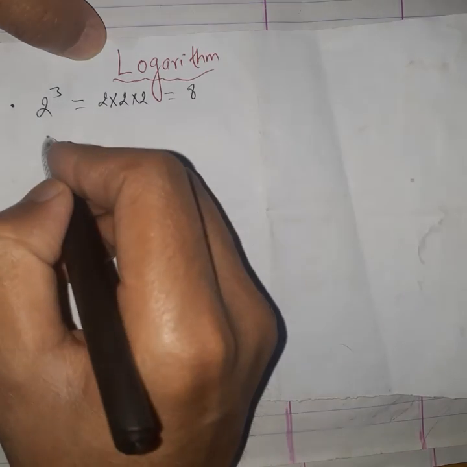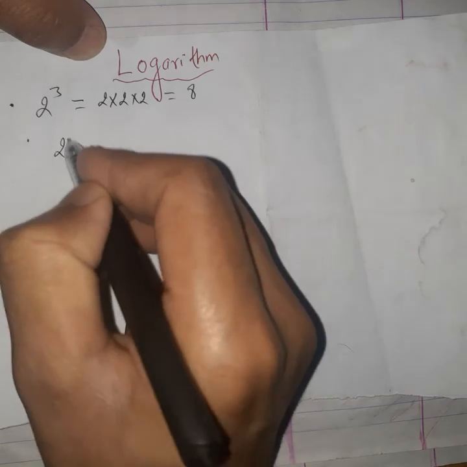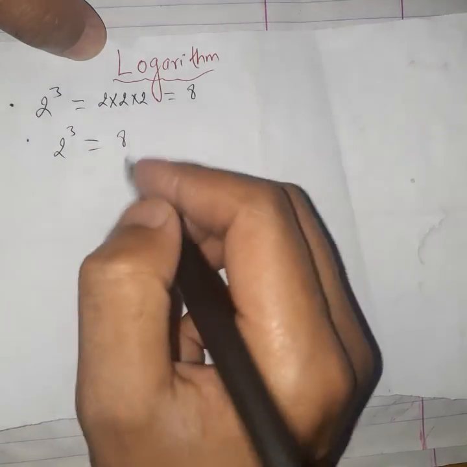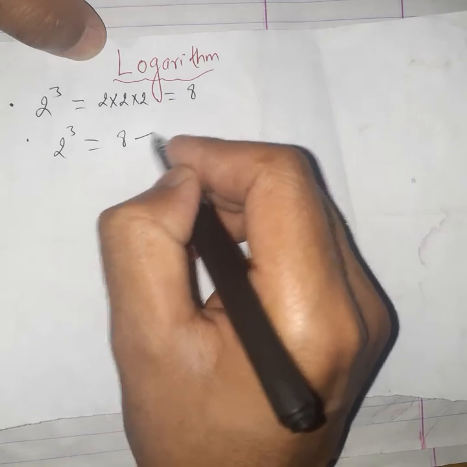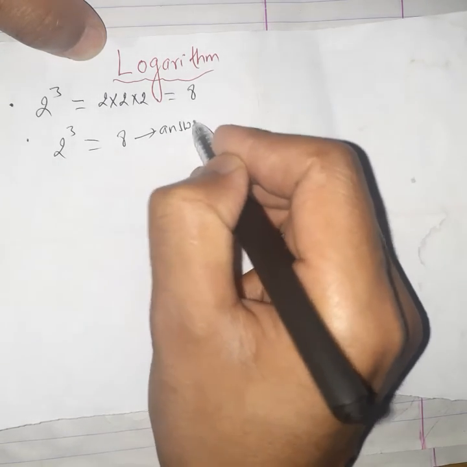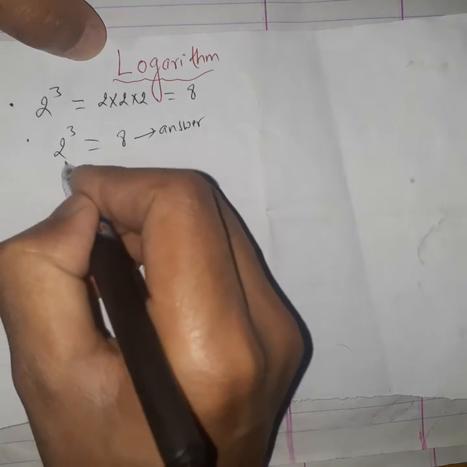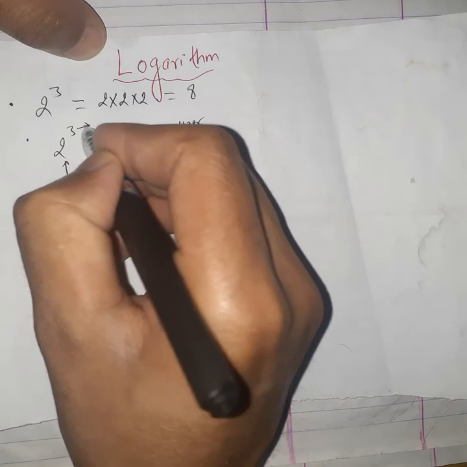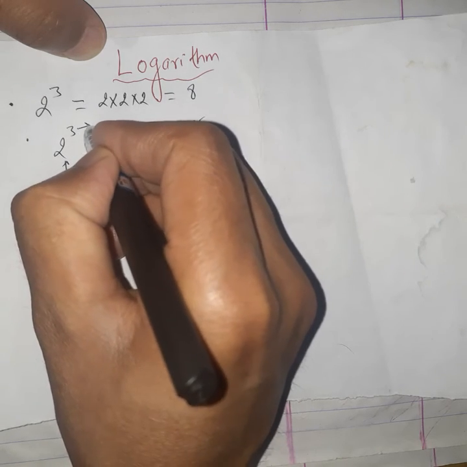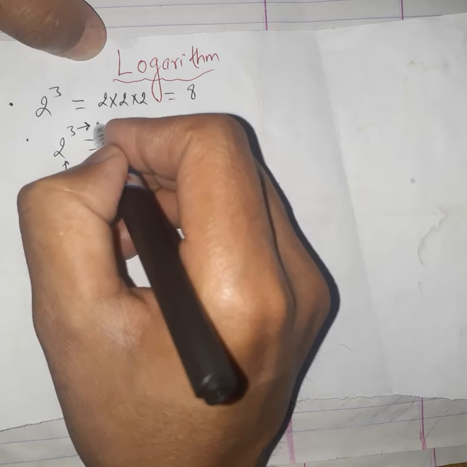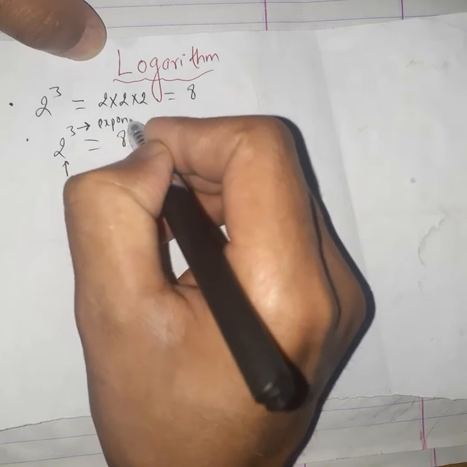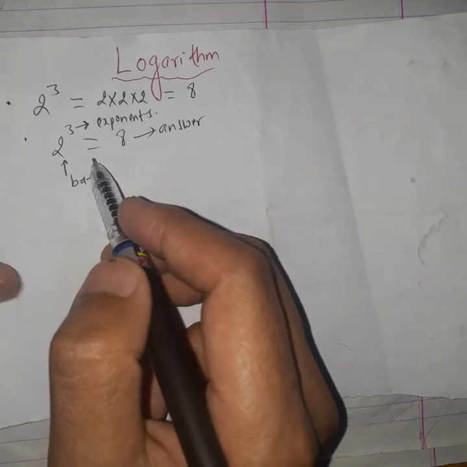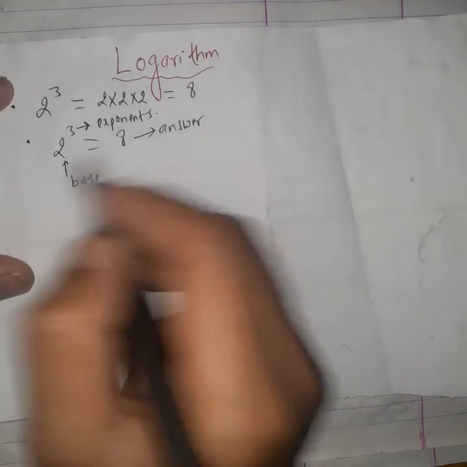Here in exponents, 2 to the power 3 gives 8. In exponents, there are three parts. This is the answer part, this is the base, and this number on top is called the index or exponent. There are basically three parts in the exponents.